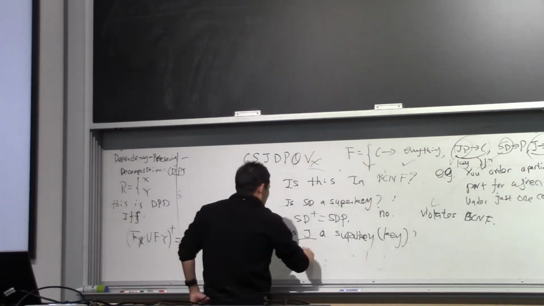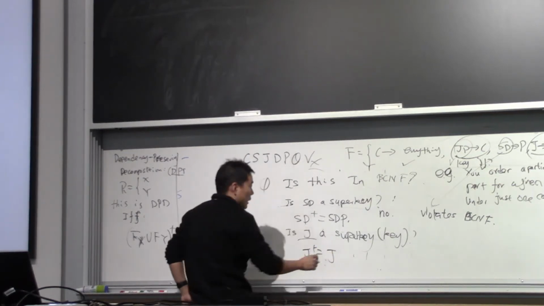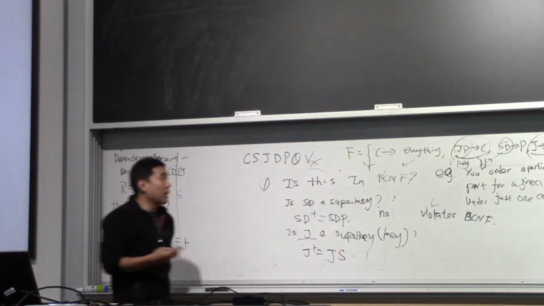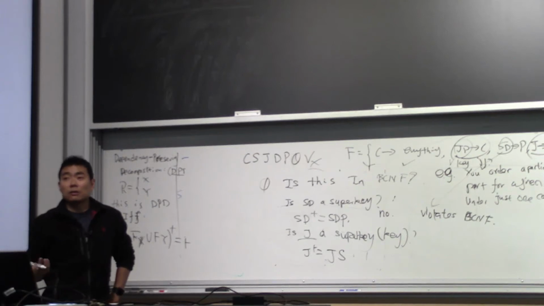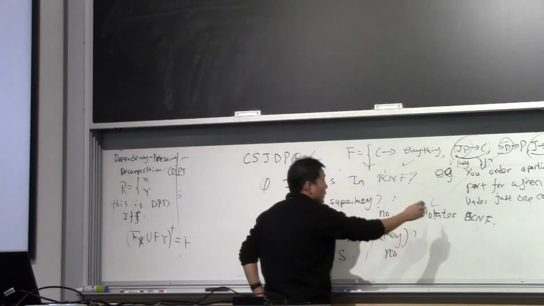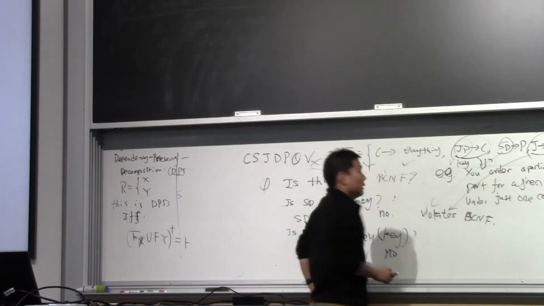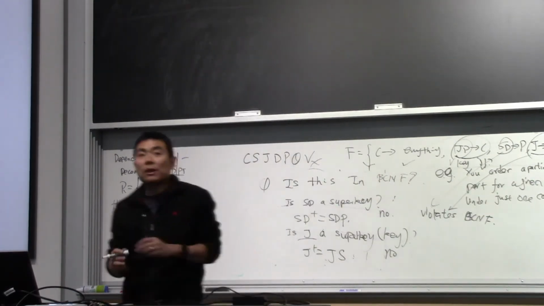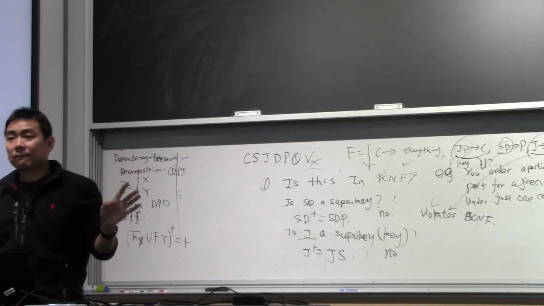To check that, you check the closure of this. It's just J and S. Nothing else, then you can stop. You claim this is not a superkey, hence it's not a key, so no. So both of these violate the BCNF requirement, which means this design is not okay.